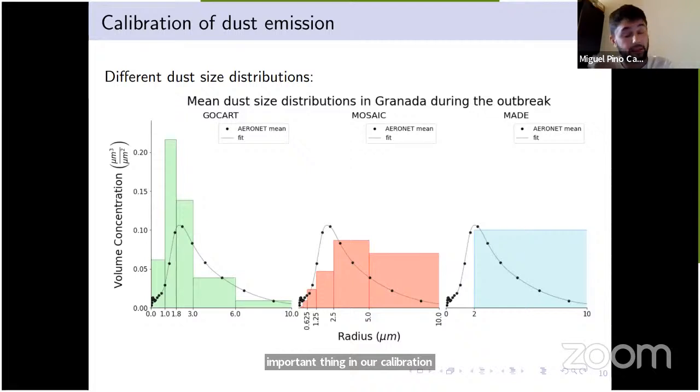However, even though we have the same dust emission scheme for the three aerosol schemes, each one has a different dust size distribution, as we can see in this representative figure. As we will see in a few frames, the GOCART distribution fits our results better.